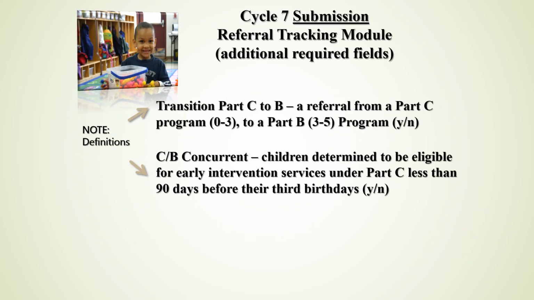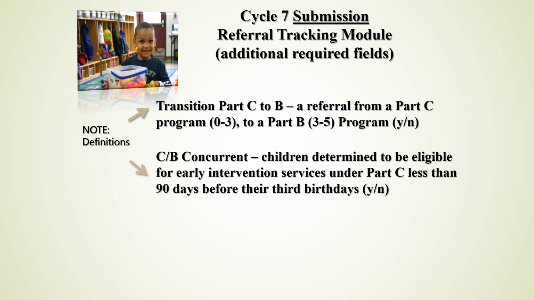Remember the definitions of these two fields, and these definitions can be found in the Referral Tracking Data Dictionary located in the IDEA Data and Research website, as well as the Special Education website menu. Transition Part C to B is when a student is being transitioned from a Part C IDEA program to a Part B Early Childhood program.